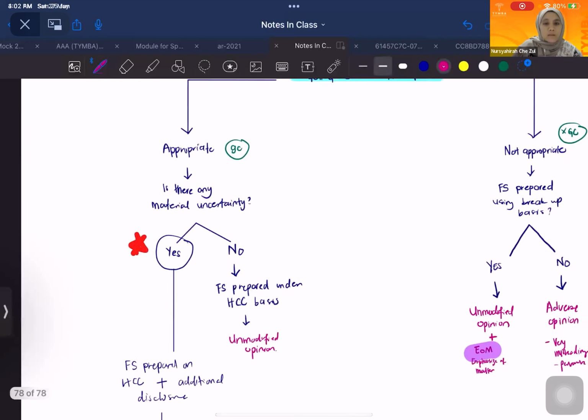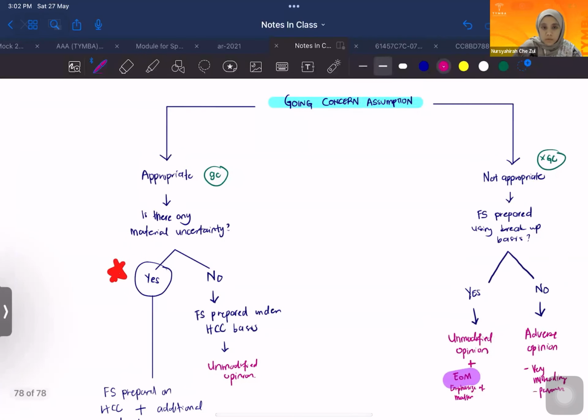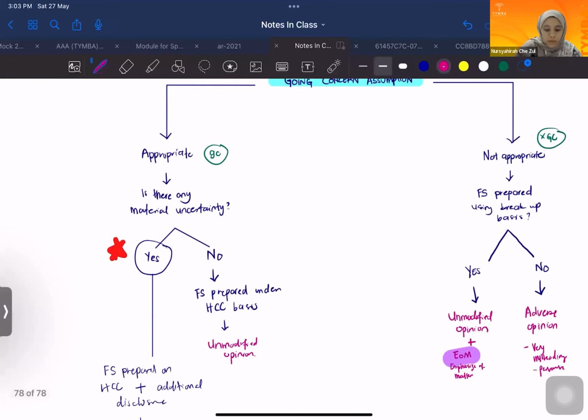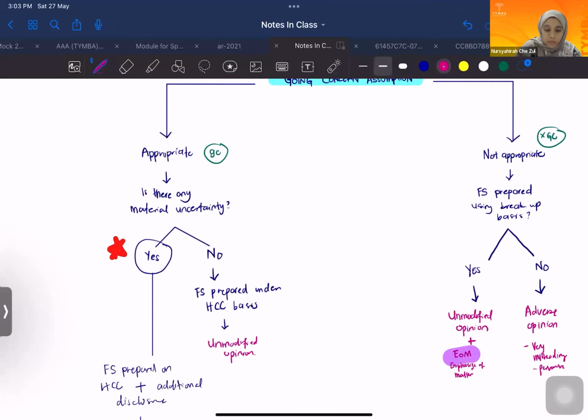Okay, now on the left side, this is where examiner love to test you, which is why I put star. Now number one is consider, is GC appropriate? Let's say yes, it is appropriate. Next, you have to consider, is there any MU? Let's say the answer is yes. There are certain issues here and there.